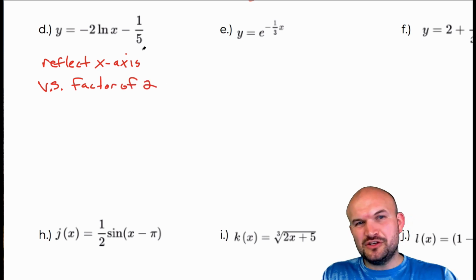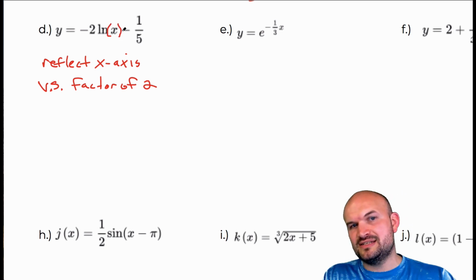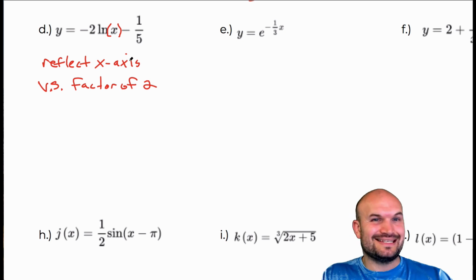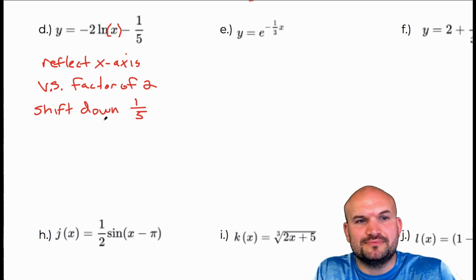Okay, and then you can see this 1/5. Now it's important that I would usually put parentheses if I wanted that to be inside of the logarithm. So we can see that this -1/5 is outside of the logarithm. So therefore, that's just going to be a shifting down 1/5. Now that's not going to be fun to graph, but again, we're just sketching this, right?